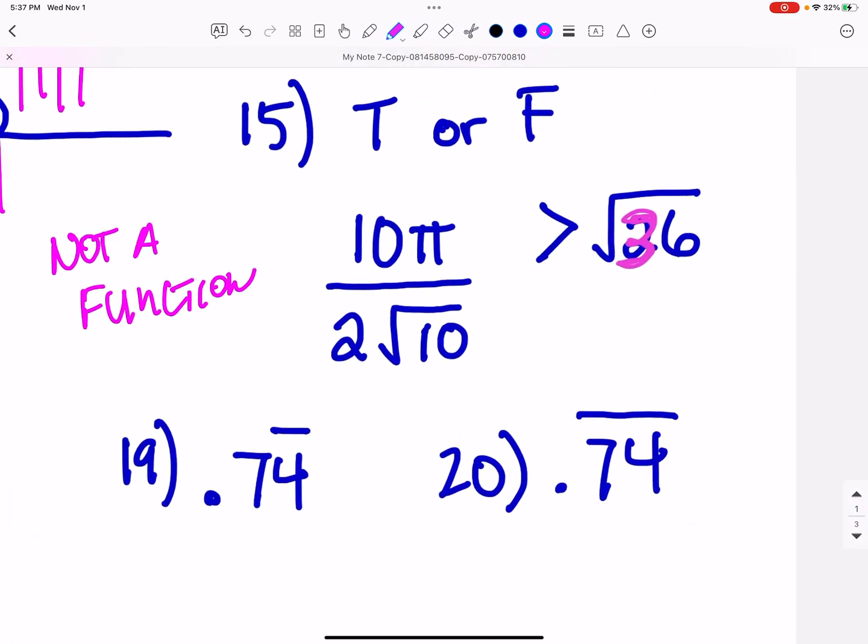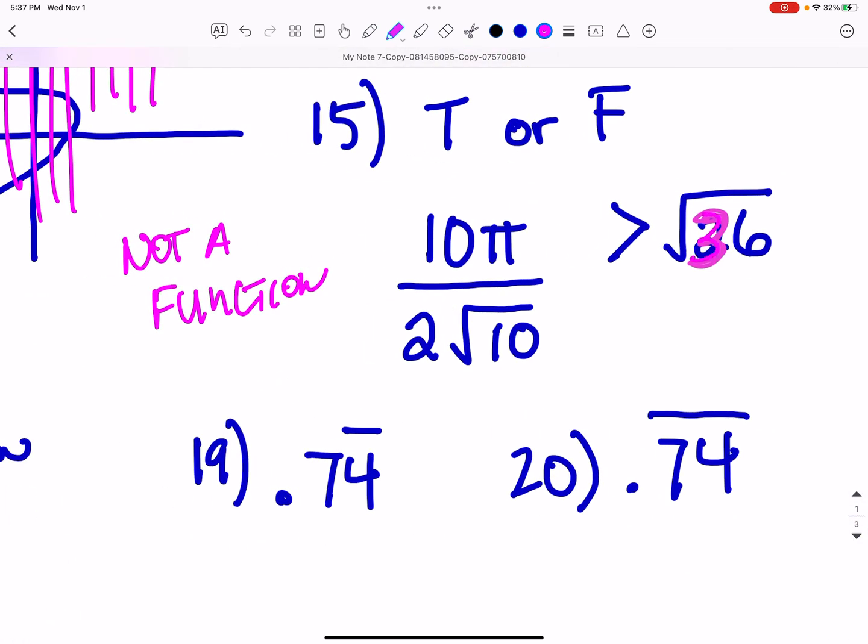All right, number 15 was supposed to be 36. Okay, so 10 times pi is really like saying 10 times about 3. So 10 times 3 is right around 30. I don't know the square root of 10, but I do know the square root of 9. That's on my pink cards, and the square root of 9 is 3, because 3 times 3 is 9. So 2 times 3 is about 6. So 30 divided by 6 is right around 5. So this whole side is about 5.